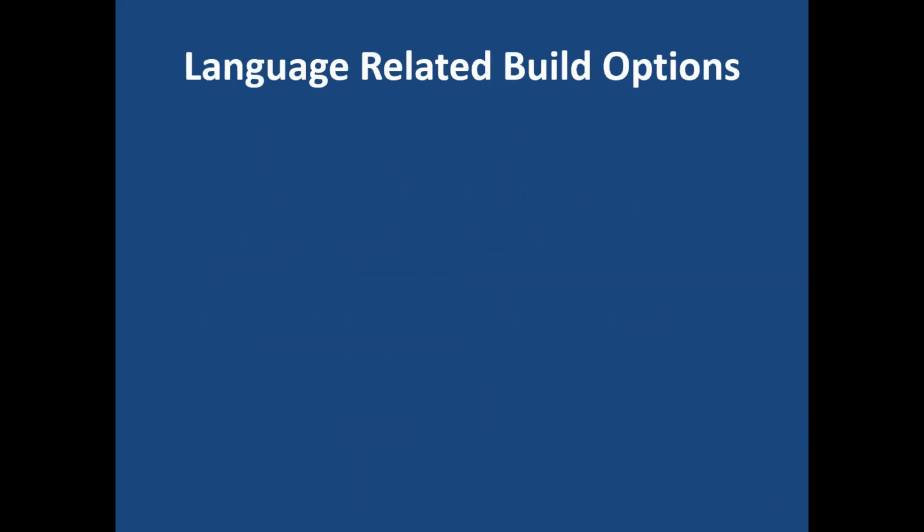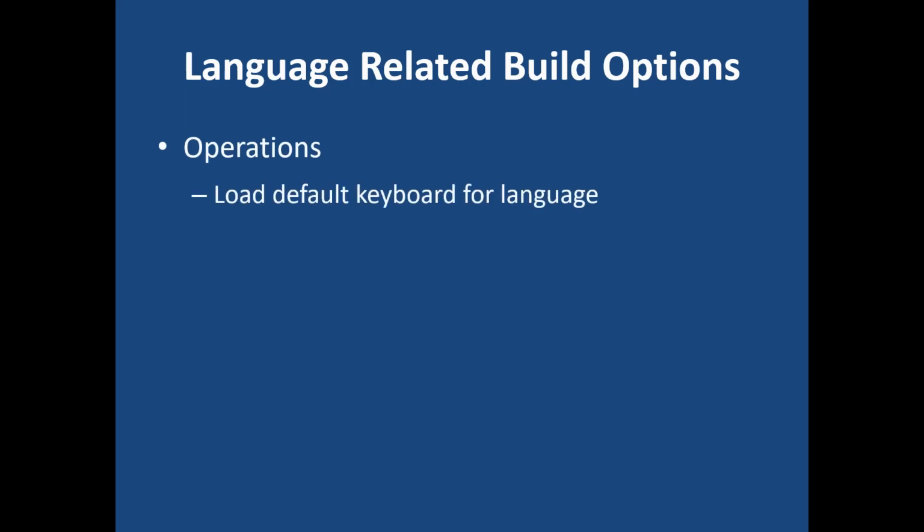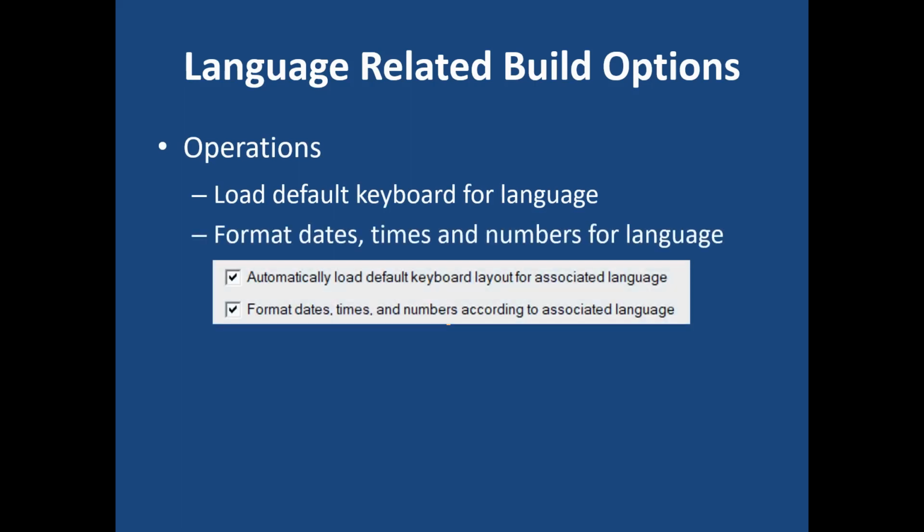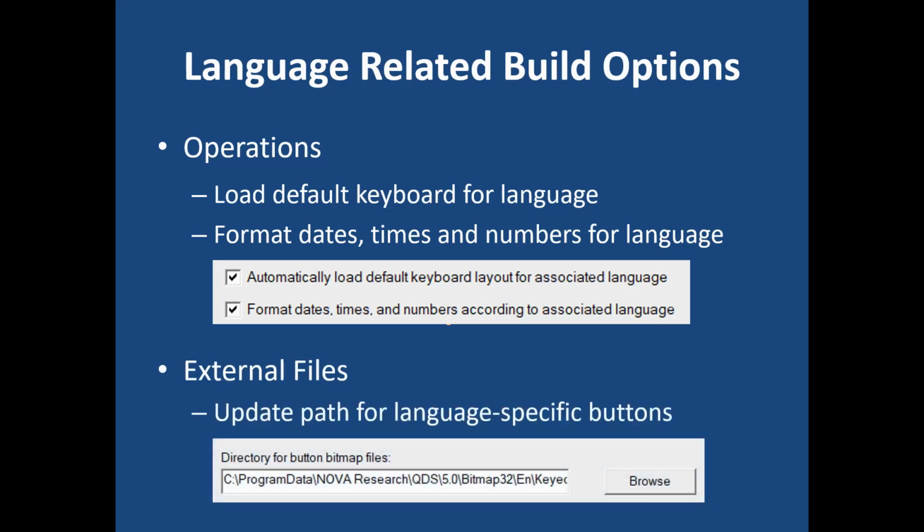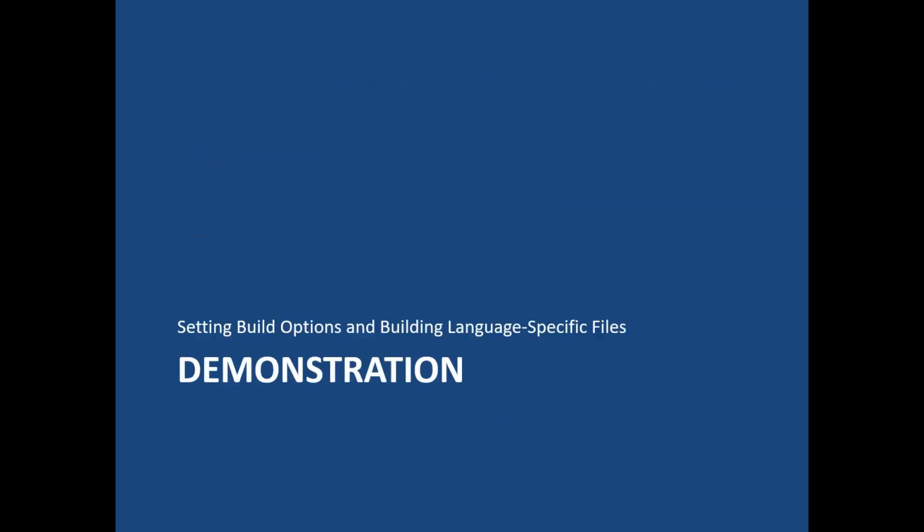Language specific options that you may want to set include, under Operations, Load Default Keyboard for Language and format dates, times, and numbers for selected language. Note that these options are not checked by default. Under External Files, if you are using language-specific image buttons for yes, no, or any other responses, you'll need to update the path for Directory for Button Bitmap files. See our online help for more information about where those files should be located.